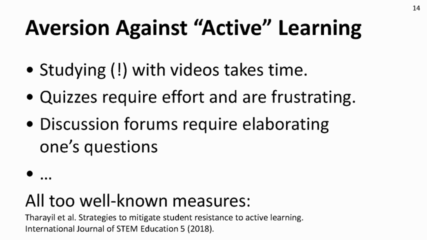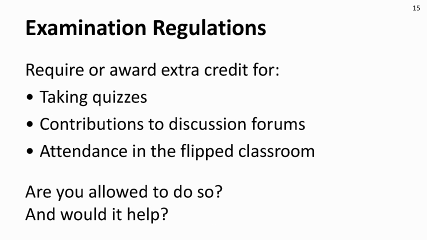You can explain the purpose of why you want the students to be using active learning. You can approach non-participants and so on and so on. But none of these measures really is a panacea. It's very tricky to get students to like active learning. The most basic idea to get students to like quote-unquote active learning is to put it into the examination regulations. So we do know from research that if you force students to take quizzes or if you award extra credits, in German we say Bonuspunkte, that's going to work.